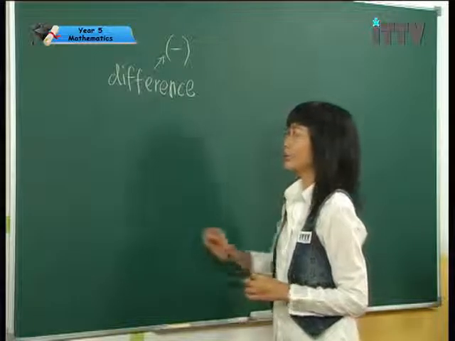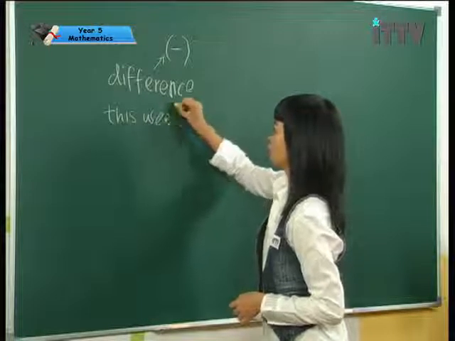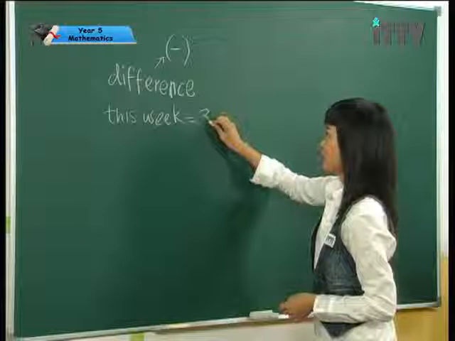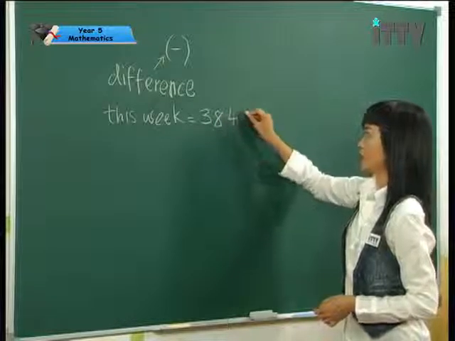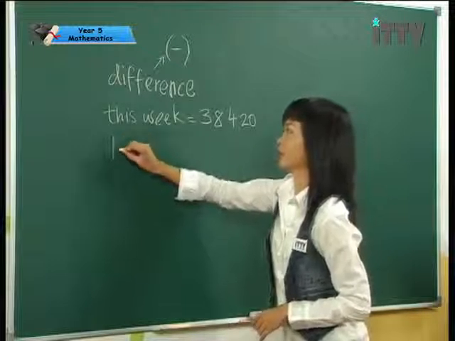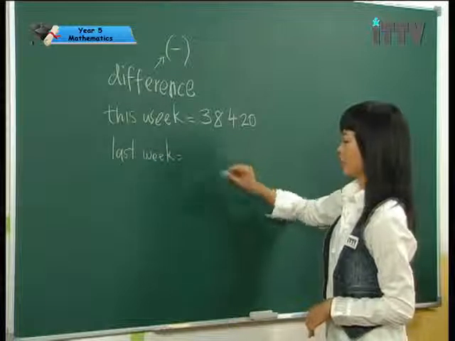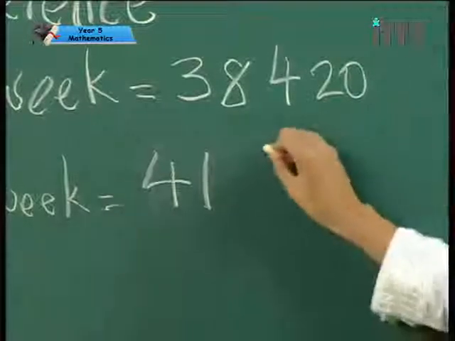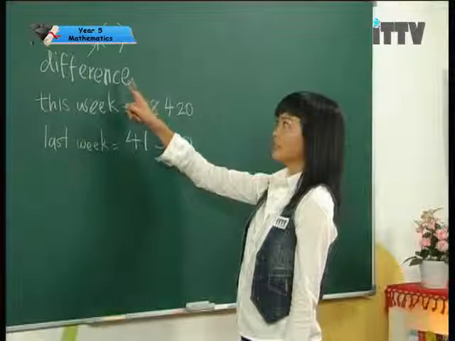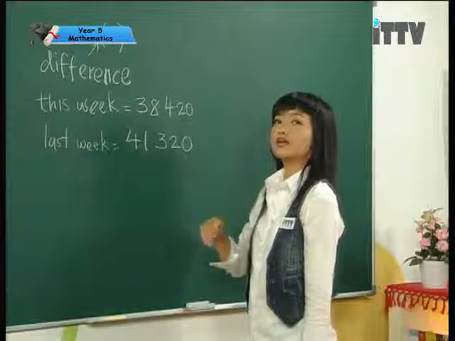Read the question again. For this week, what is the amount of buns produced? Yes, 38,420 buns. How about the amount for last week? Let's write it down. Last week, 41,320. Now the question wants us to find the difference between this week and last week. And we have already determined that we are going to use subtraction.